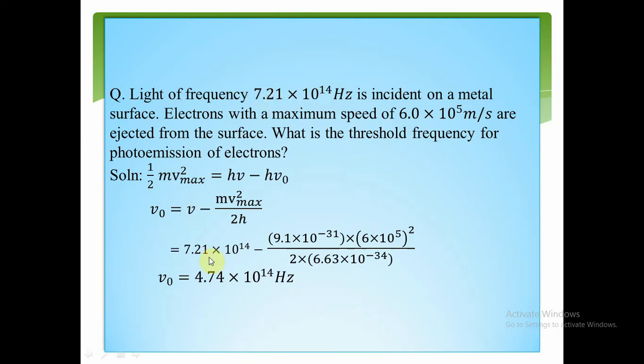7.21 into 10 raised to 14 hertz, and m is the mass of an electron, that is 9.1 into 10 raised to minus 31 kg, and the velocity of the ejected electron is given, 6 into 10 raised to 5 meter per second, whole square, divided by 2h, and h is Planck's constant, 6.63 into 10 raised to minus 34 joule seconds. If you simplify this value, then we will get nu naught equal to 4.74 into 10 raised to 14 hertz. This is the threshold frequency of photo emission of electron.